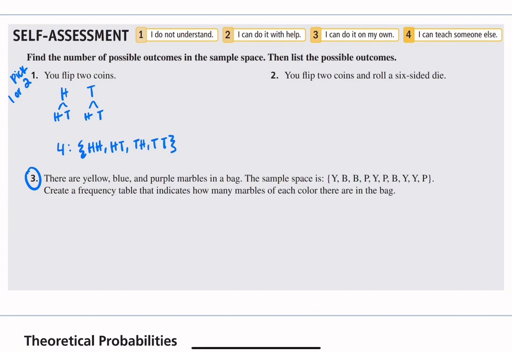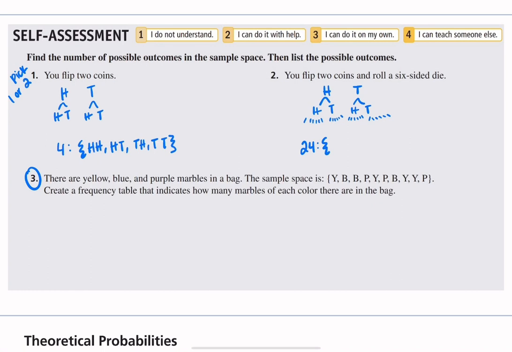If you chose number 2, you would find that you would get heads or tails on the first coin, heads or tails on the second coin, and then I'm not going to write it out, but you would have 1, 2, 3, 4, 5, 6 for each of the four combinations. So if I count those tallies, I have 6, 12, 18, 24 possible outcomes.